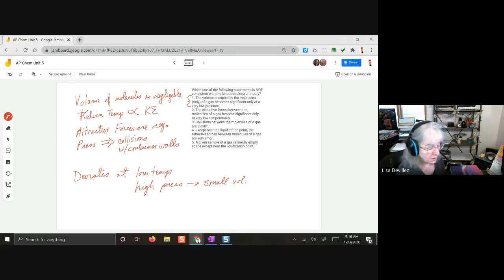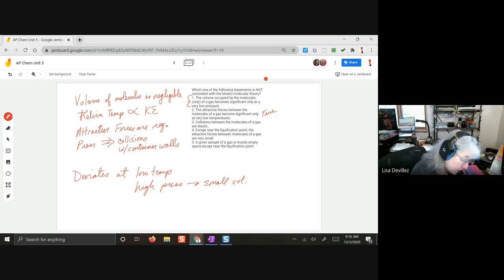So the volume of the molecules would not be significant at a low pressure, which would be a large volume. Okay. And then to look at the others. The attractive forces become significant only at low temperatures. That is true. All right.